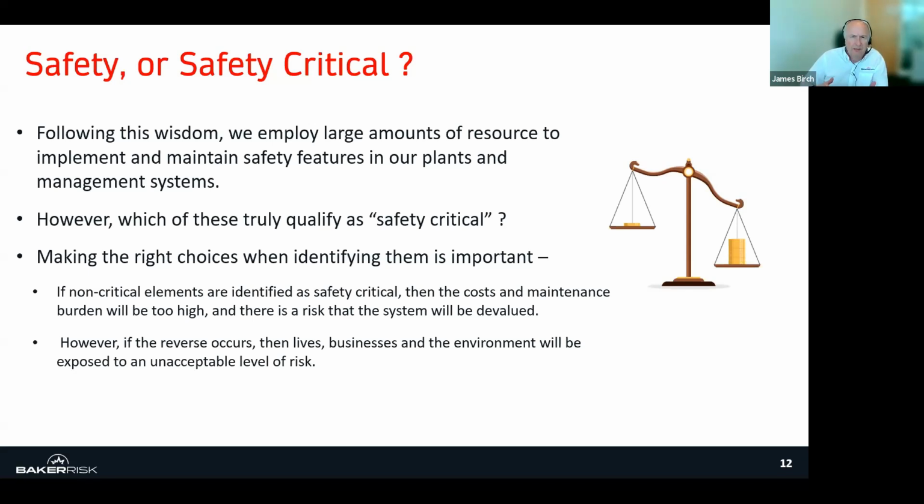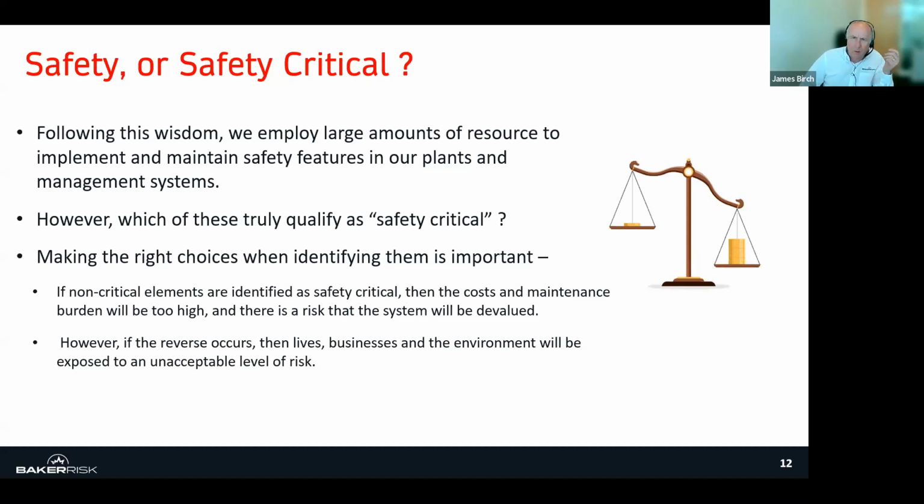But the opposite is probably more damaging, because if we don't classify what is safety critical, then we're putting lives, we're putting our businesses, and we're putting the environment at an unacceptable level of risk. So we have to make those judgments. And that really is the first stage I want to talk about today.